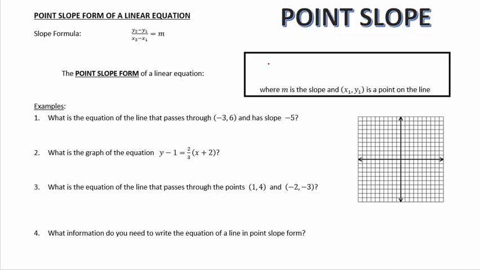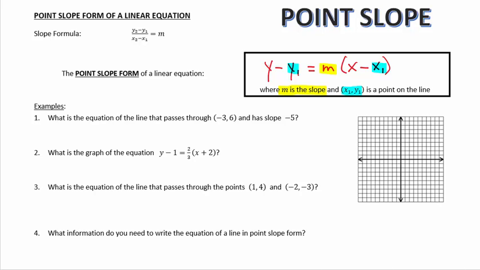So down this box here in your notes, we're going to write the equation. Point-slope form of a linear equation is y minus y1 equals m times x minus x1, where m is the slope, and x1, y1 is a point on the line. So there's our y1 and there's our x1.